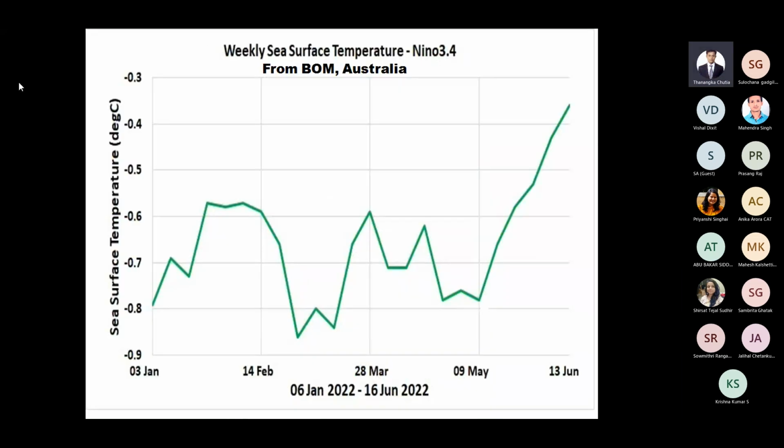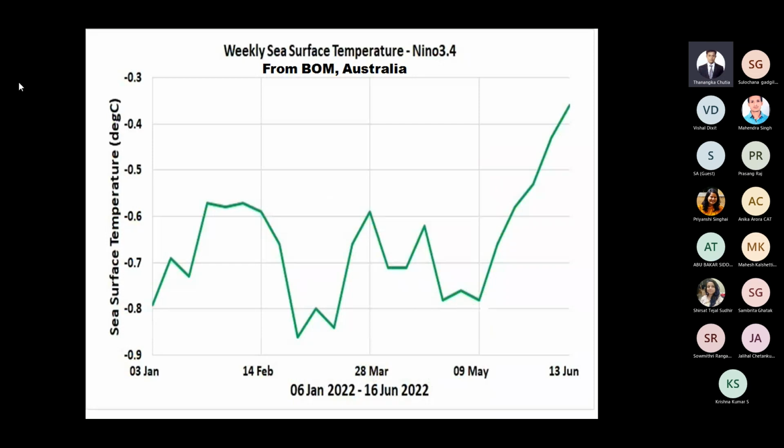And there is only one bad news, that is the Nino 3.4. Till 9th May, it was hovering around -0.8. It looked like this will continue and La Nina will prevail till the end of September. But this is amazing, I can't believe it. Next week we'll see, because sometimes things oscillate there.